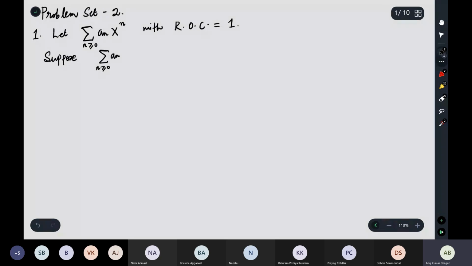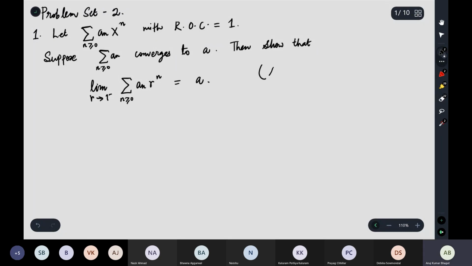Can you mute yourself, converges to A, then show that limit r tends to 1 minus, the left hand limit, of summation a_n r to the power n, this is nothing but A. So this is actually Abel's theorem. Okay, this is Abel's theorem in complex analysis. We have a similar version in real analysis also.